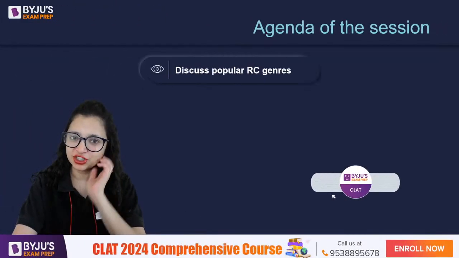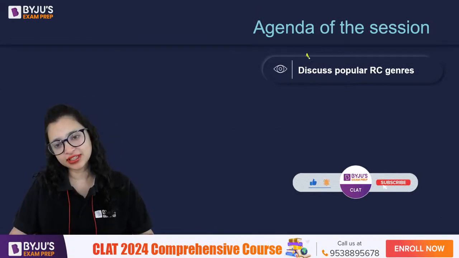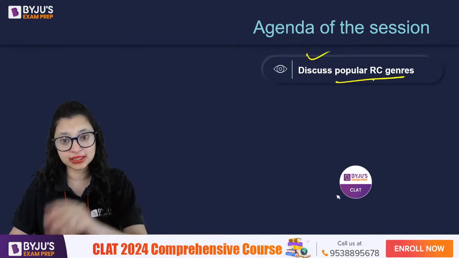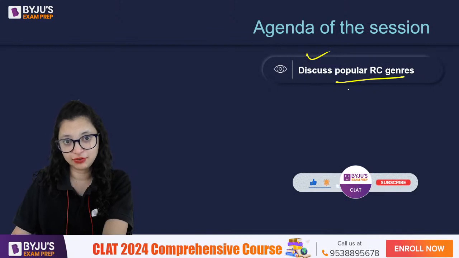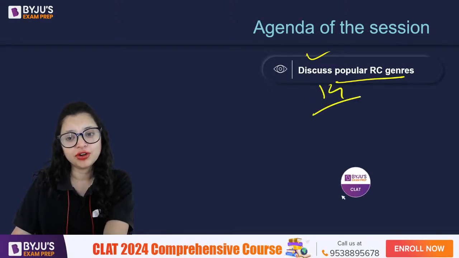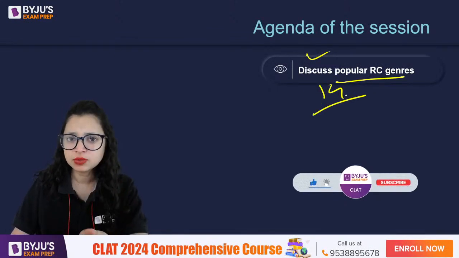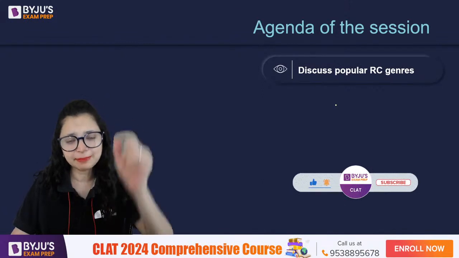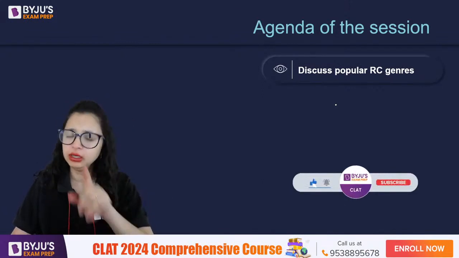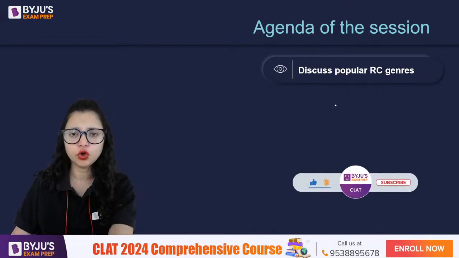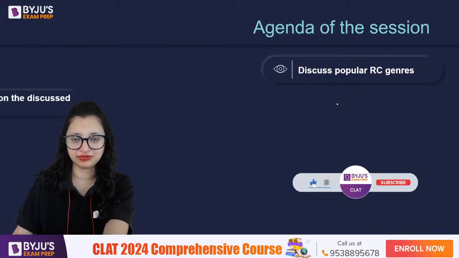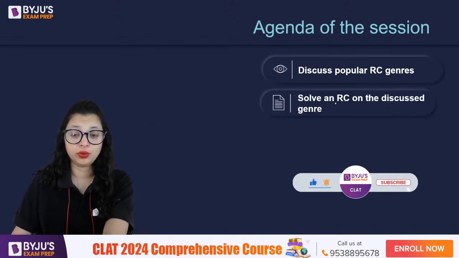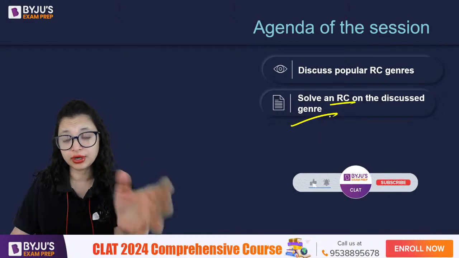Let's quickly have a look at the agenda. We've already discussed popular genres, popular topics. We've discussed many in the last few weeks. 14 have already been discussed. If you haven't seen those videos, make sure you watch them. There's a playlist curated on our YouTube channel. You can find the list and follow all the videos that I've taken. And we're going to be doing one RC today on the discussed genre, discussed topic.